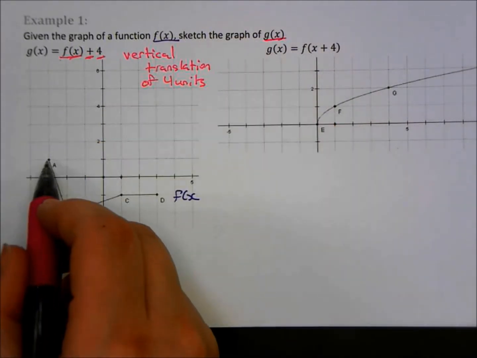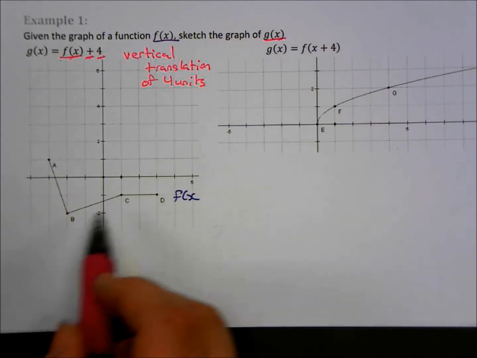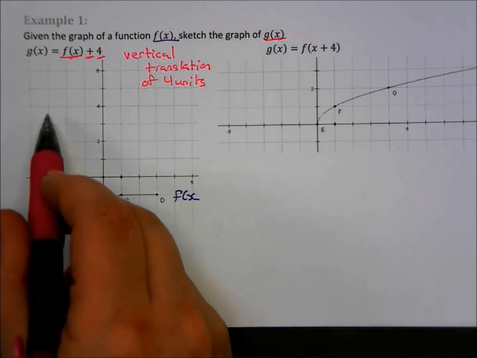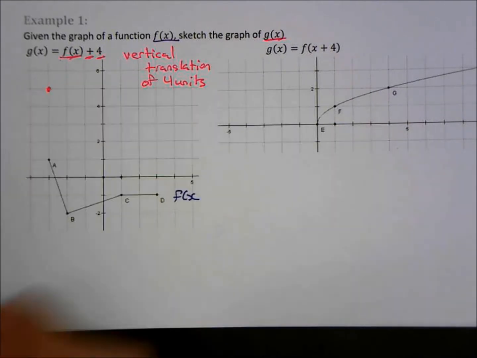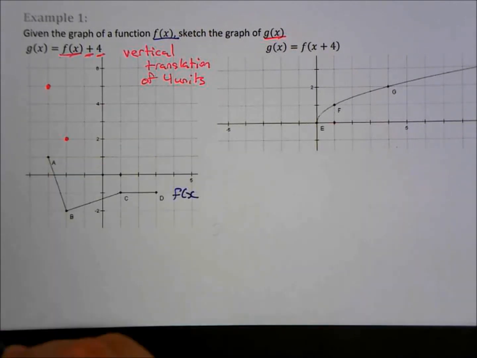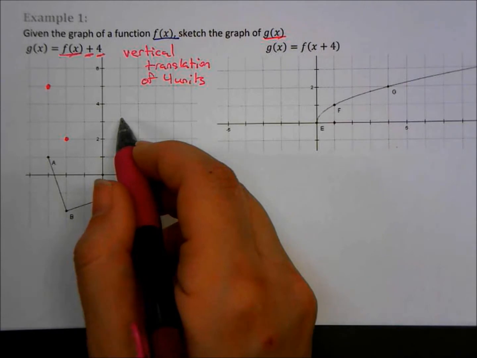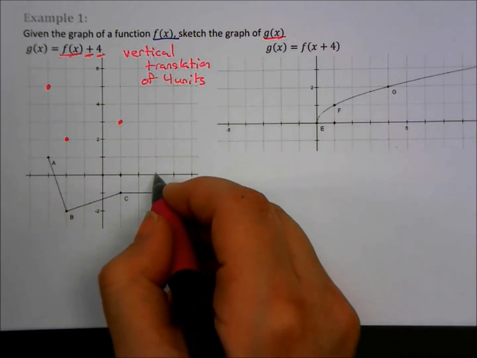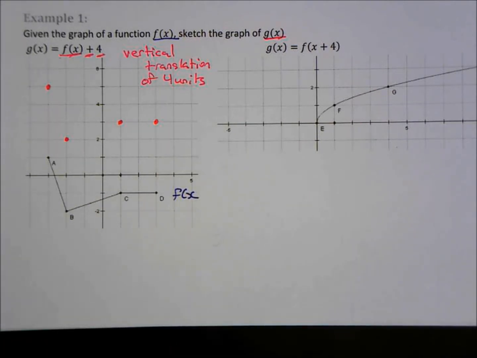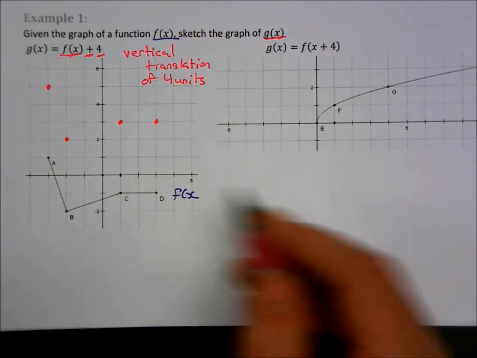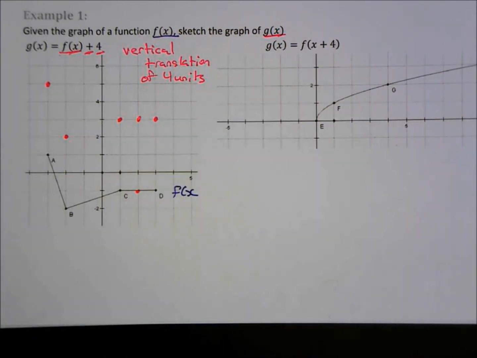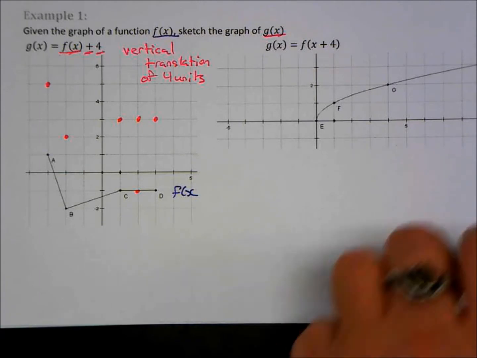That means take every point, and helpfully I've labeled A, B, C, D. Every single point has to move 4 points up. 1, 2, 3, 4. There it is. For B, 1, 2, 3, 4. For C, 1, 2, 3, 4. And for D, 1, 2, 3, 4. I happen to have labeled A, B, C, D. They seemed like the natural points. If you want to take a look at any other point in between, 1, 2, 3, 4, it would also go up. We connect.